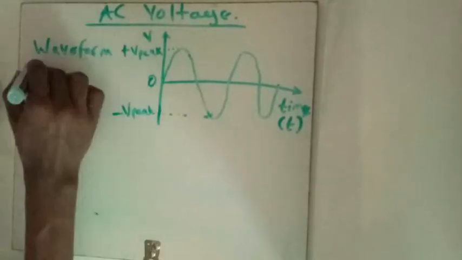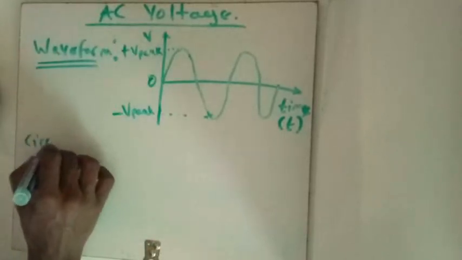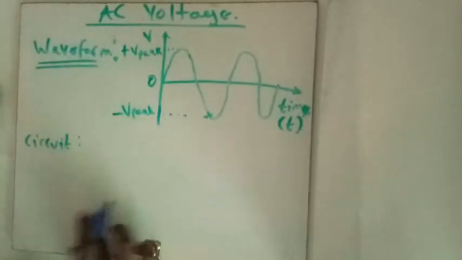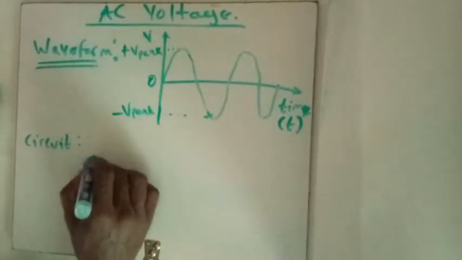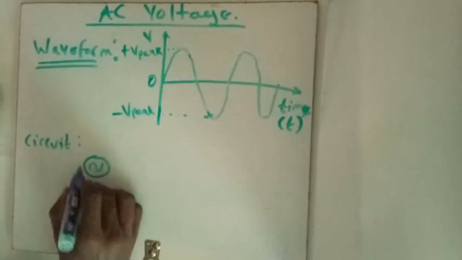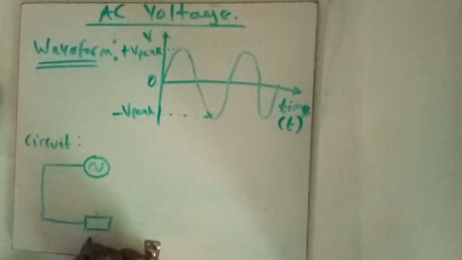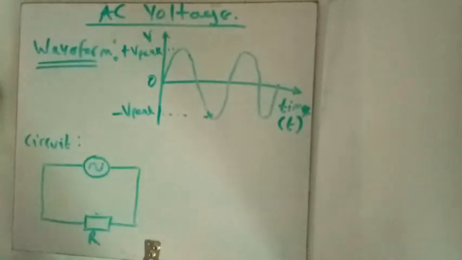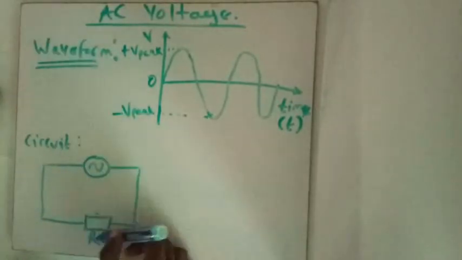And if you want to draw the circuit, you represent an AC voltage source by a symbol that looks like this. This is a resistor R. This is how you connect an AC voltage source to a load or a resistor.